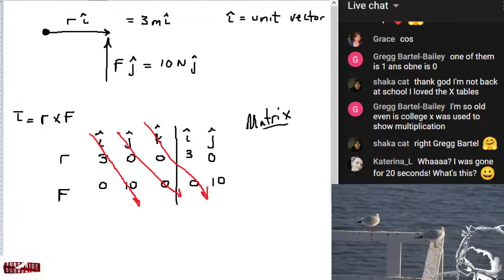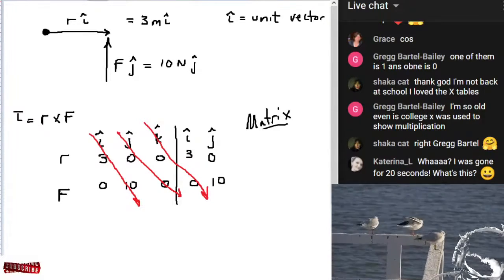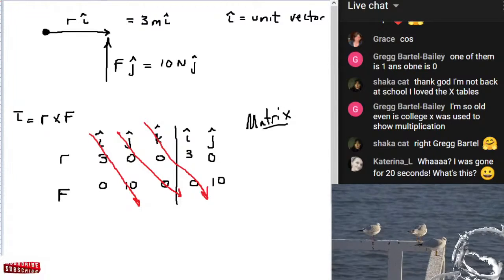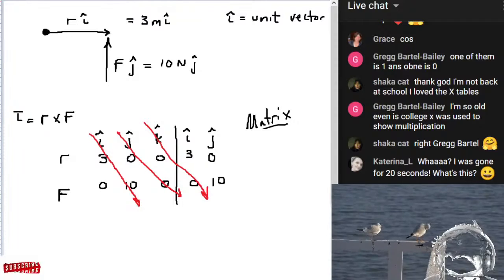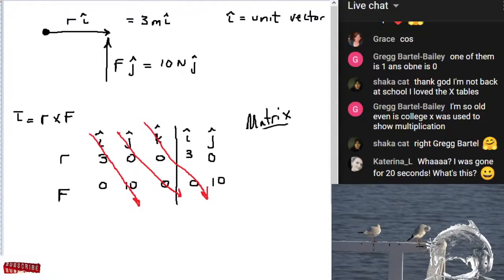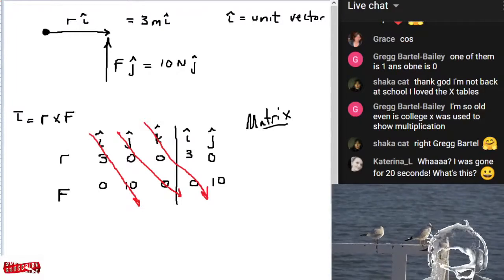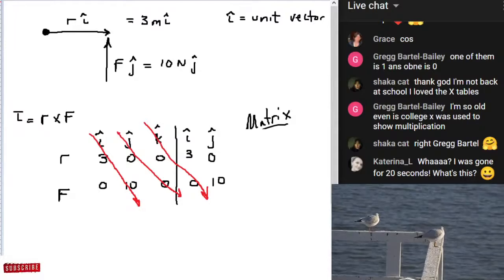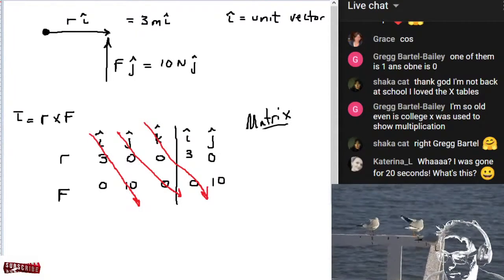J, K, I, J, R, F. 3, 0, 0, 30, 0, 10, 0, 10. 1, 2, 3. That's it. My alignment was off. Alignment is way off. So odd how that messes me up writing on this screen.